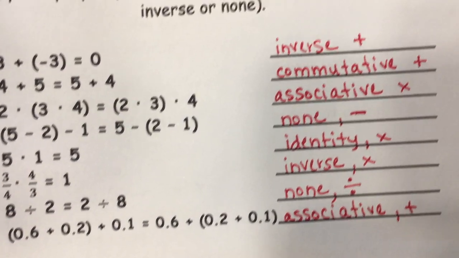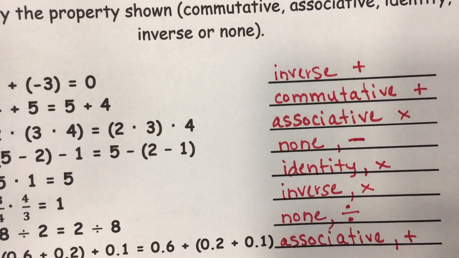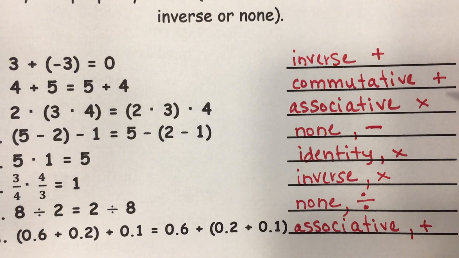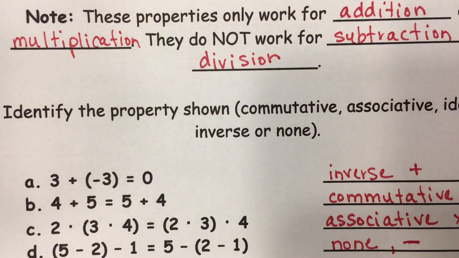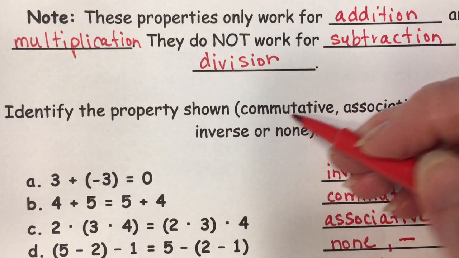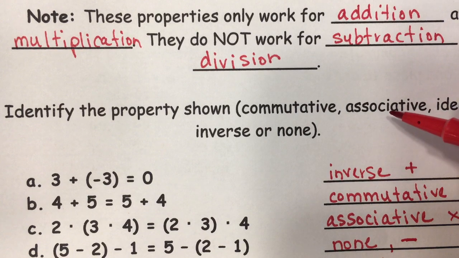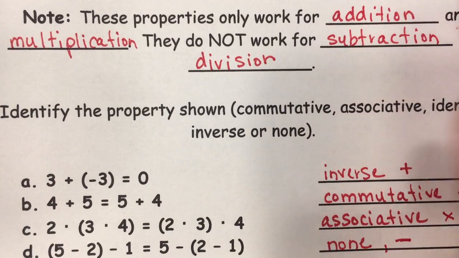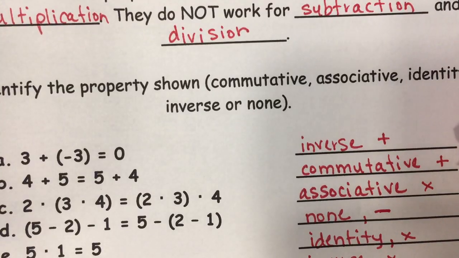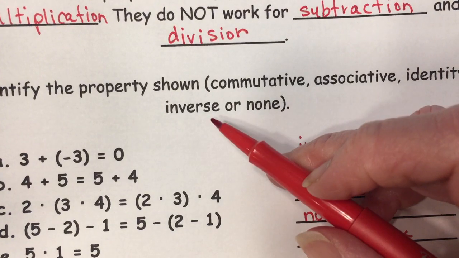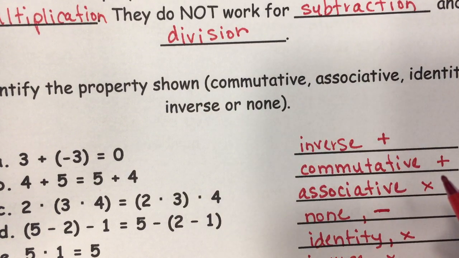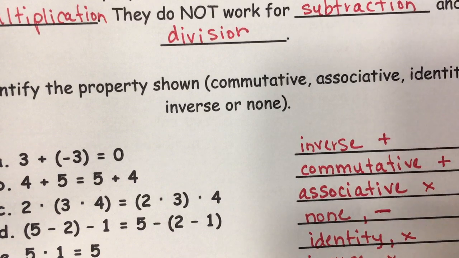All right, so again, these can be a little confusing at first. Just keep referring back to your notes if you need to, and then try to remember the hints. That's how we remember what the different properties stand for. Commutative is about order. Remember your commute back and forth. Associative is about who you group with, who you hang out with. Identity is about staying the same, keeping the same identical number. And inverse is when you undo the number somehow. And then none is what you're going to get if you're dividing or subtracting. All right, thanks.